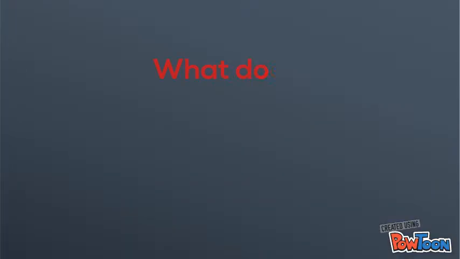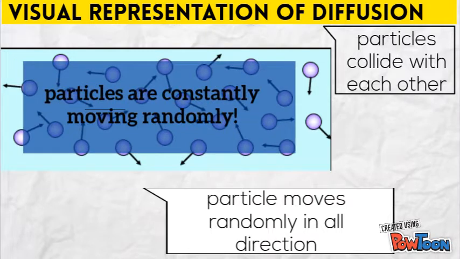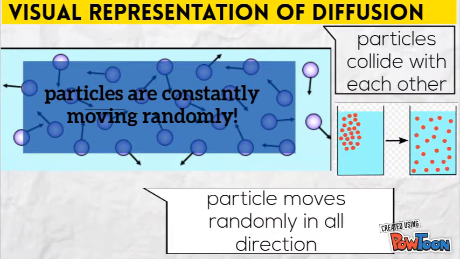But what does it mean by the net movement of particles? Let us look at a visual representation of how particles collide with each other during diffusion. During diffusion, particles are moving randomly in all directions when they collide with each other. Therefore, when we say net movement, it indicates that there are more particles moving down the concentration gradient than those that accidentally went up the concentration gradient.